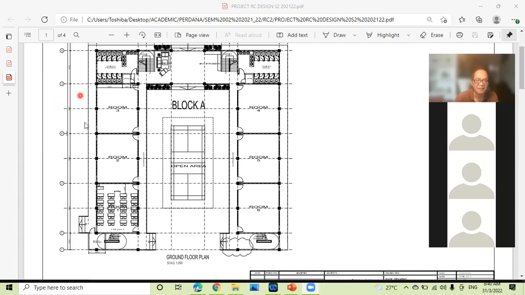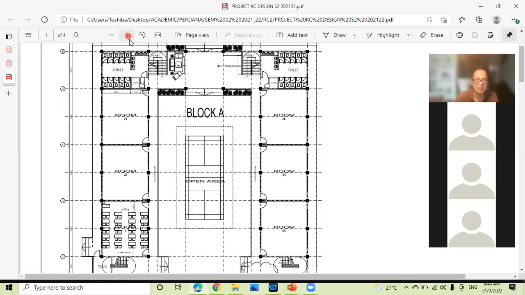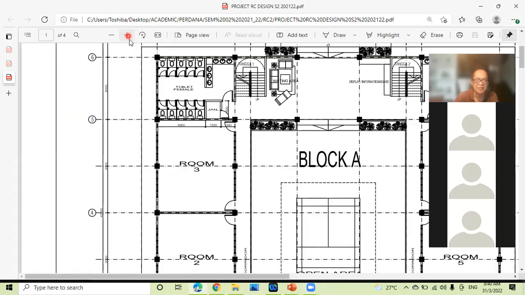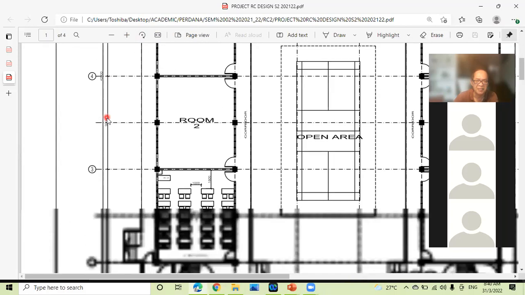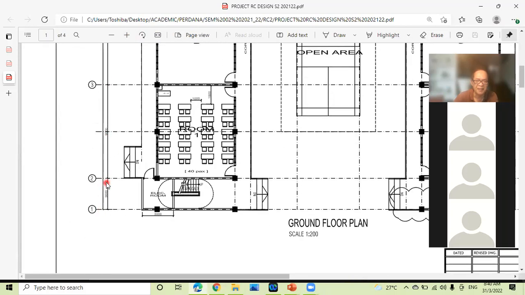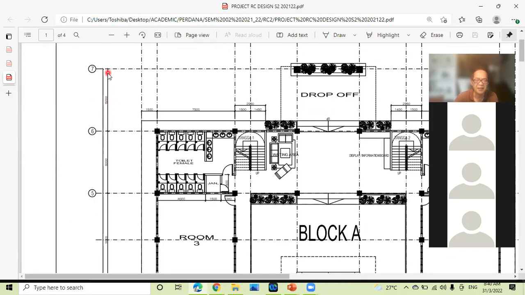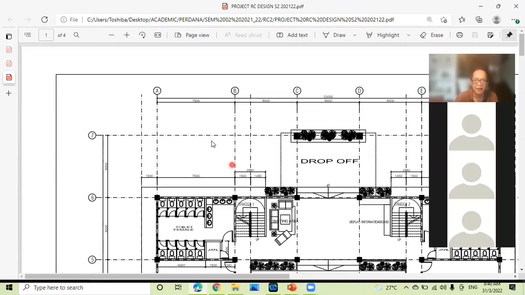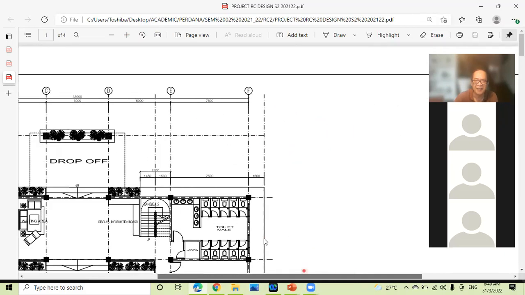Okay, if I'm not mistaken, from one grid to another grid is approximately 9 meters. So this is the grid. We have a numerical grid on the vertical section, starting from grid number 1 until grid number 7 on one side, the longer side, and on the shorter side we have an alphabetical grid, A, B, C and so on until F.